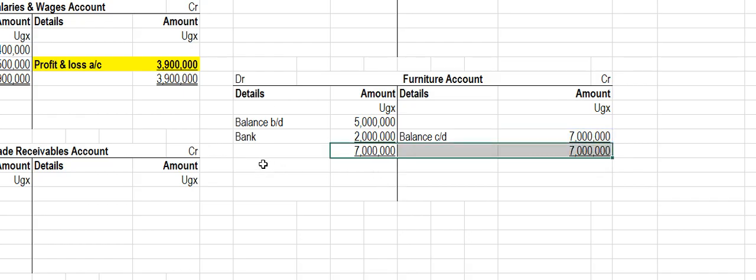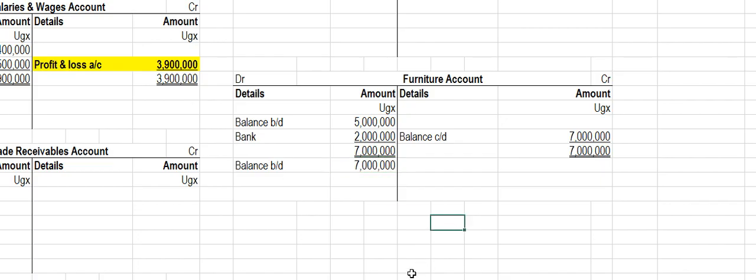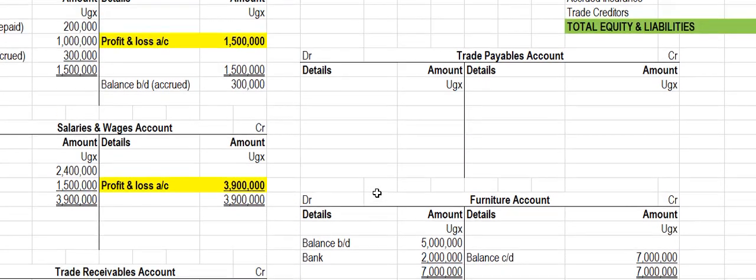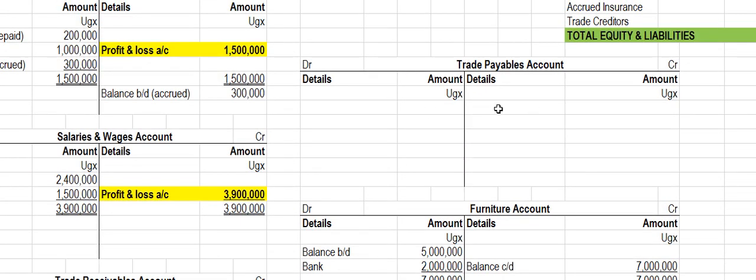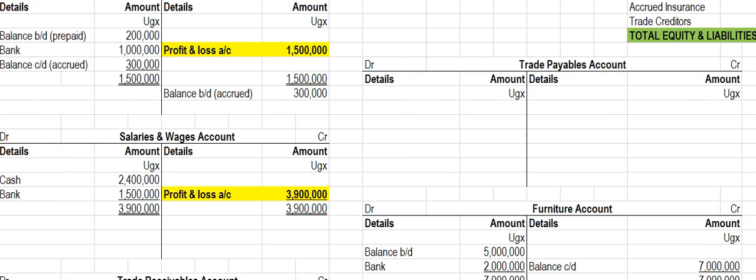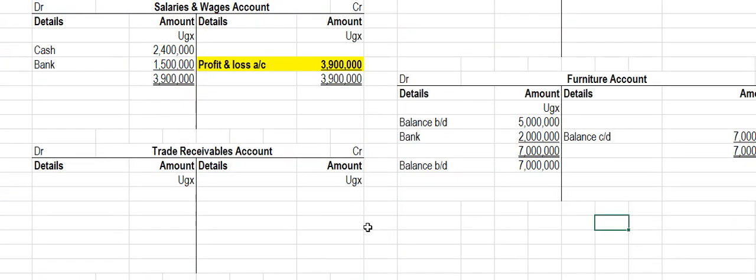Therefore, the balance brought down. If you balance up the account, at the start of the next financial year, your furniture will have a value of 7 millions. It's the balance. Which other account? Let us try to look at the receivables.